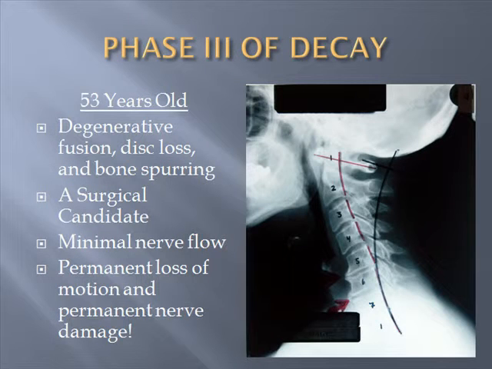Next, we'll look at phase 3 of decay, and this is a 53-year-old. Degenerative fusion, disc loss, and bone spurring is indicated by the arrows. Clearly you can see the normal black curve, and the actual shape of the neck is represented again by the red line. This person is becoming a surgical candidate. There's minimal nerve flow, and there's permanent loss of motion and permanent nerve damage.